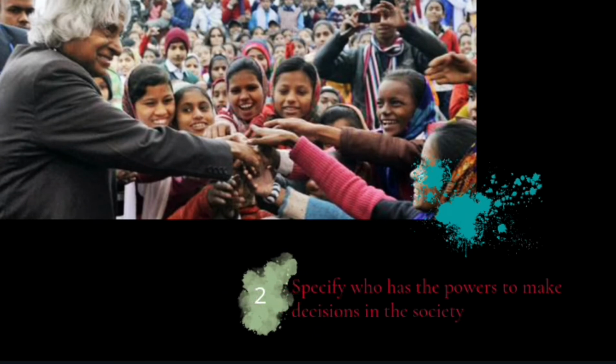Secondly, it specifies who has the powers to make decisions in the society. Let's take a cricket team for example. It has a captain. Not everyone can be a captain. Yet, it's important that every member of the team get their concerns and ideas listened to. It is the same way with a society. All members of the society must participate in making decisions. But in order to listen and implement them, you need a leader to do so.